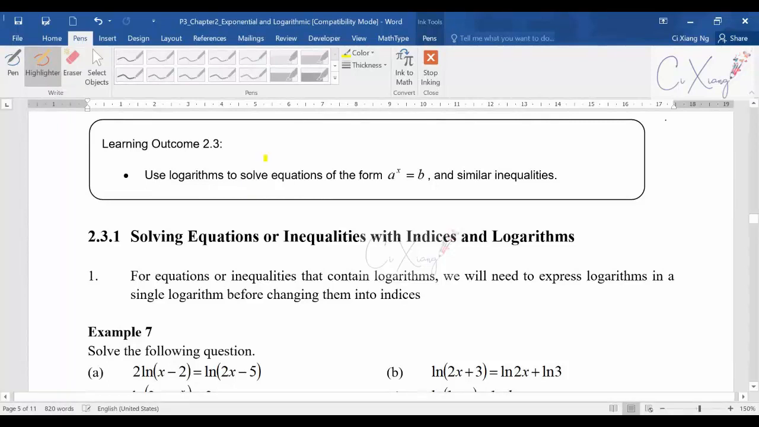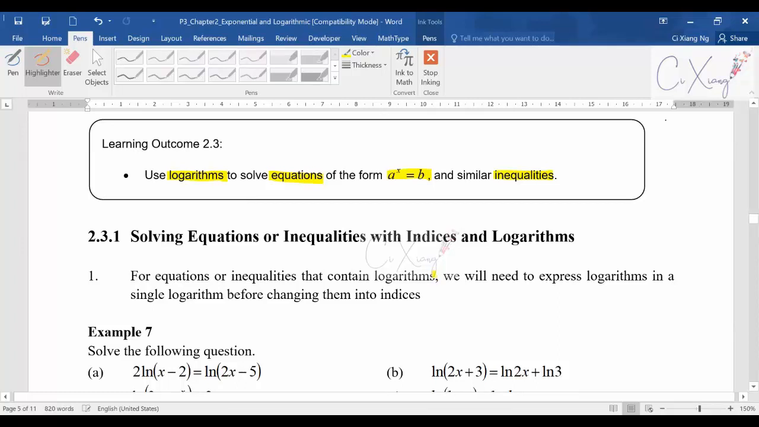Alright, so for this video, we are going to discuss how to solve equations, or maybe inequalities, with logs and also with indices. Using log to solve the indices equation, or you can solve the indices equation straight away. I will separate this into two parts.